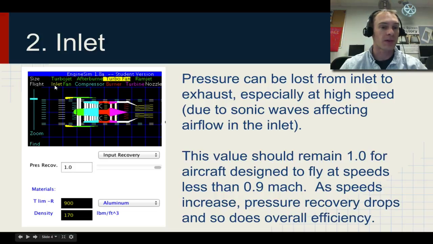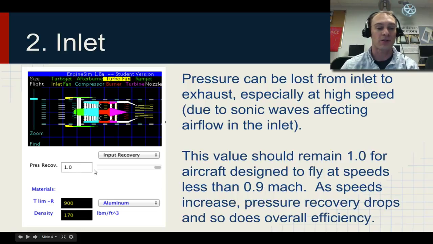Next, if you click up here on inlet, then you get into this inlet screen. Pressure can be lost from inlet to exhaust, especially at high speeds due to sonic waves affecting airflow in the inlet, so you can have a pressure loss. This should remain at 1.0 for aircraft designed to fly at speeds less than 0.9 Mach. That's pressure recovery of 1.0. As speeds increase, pressure recovery drops, and so does overall efficiency. But we're going to be flying our 747 at less than 0.9 Mach, so we shouldn't have a problem.